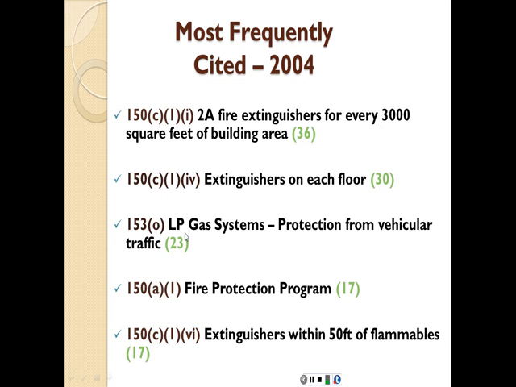1926.153(o), liquid petroleum gas systems protection from vehicular traffic. 1926.150(a)(1), the non-existence of a fire protection program, and 1926.150(c)(1)(vi), extinguishers within 50 feet of flammables. So these are the major violations when it relates to fire.